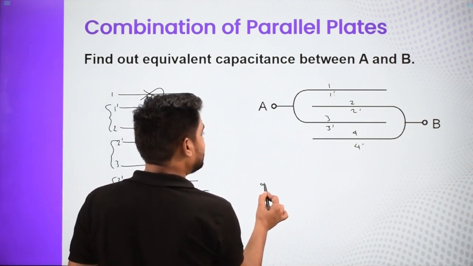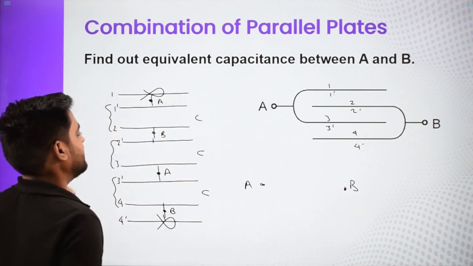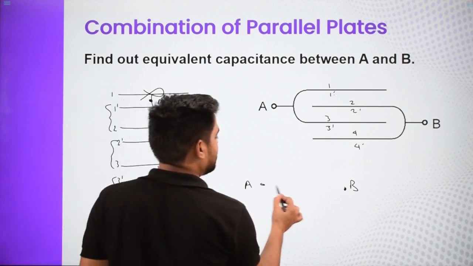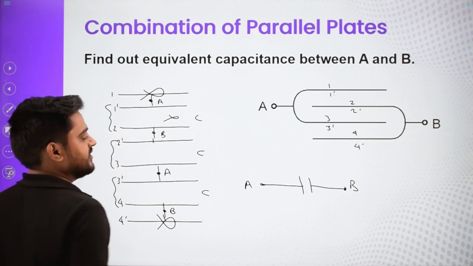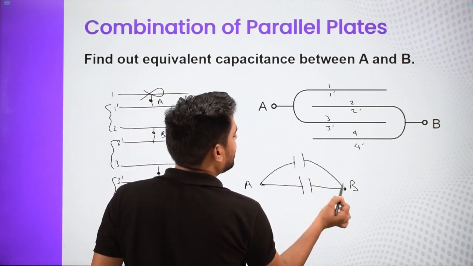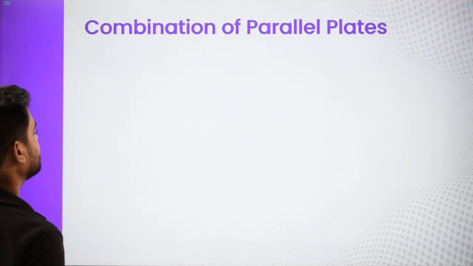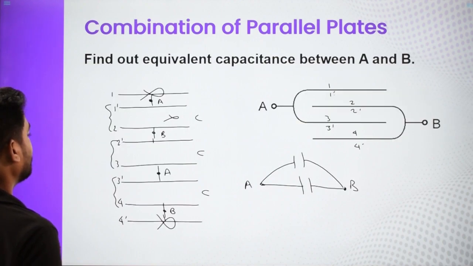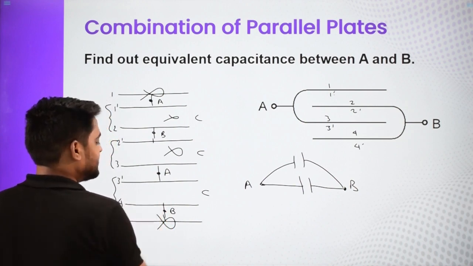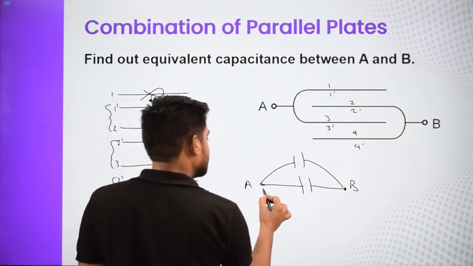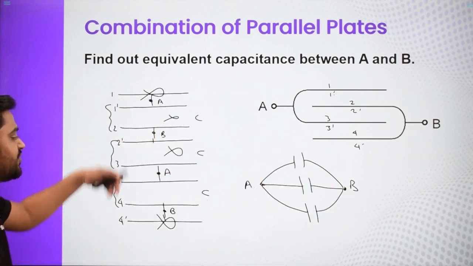Now I'm just putting them properly again. This is my point A. This is my point B. If you see this capacitor, this is connected directly between A and B. This is done. This is again B to A. So directly from A to B or B to A. So this is another capacitor C. This is another capacitor C. Now this last one is again connected between A and B. So again connect one more between A and B. So this is the redrawing after assuming the equipotential points.